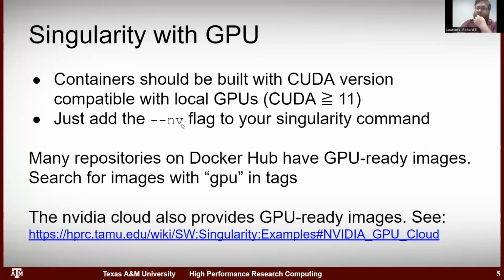Many repositories on Docker Hub do have GPU-ready images. Earlier I showed you an example: TensorFlow has a GPU-ready image. One way you could find it is to look for the word GPU in the tag. Another place you can get GPU-ready images is directly from NVIDIA themselves. NVIDIA has a repository, and there are examples of how to pull from that on our wiki.